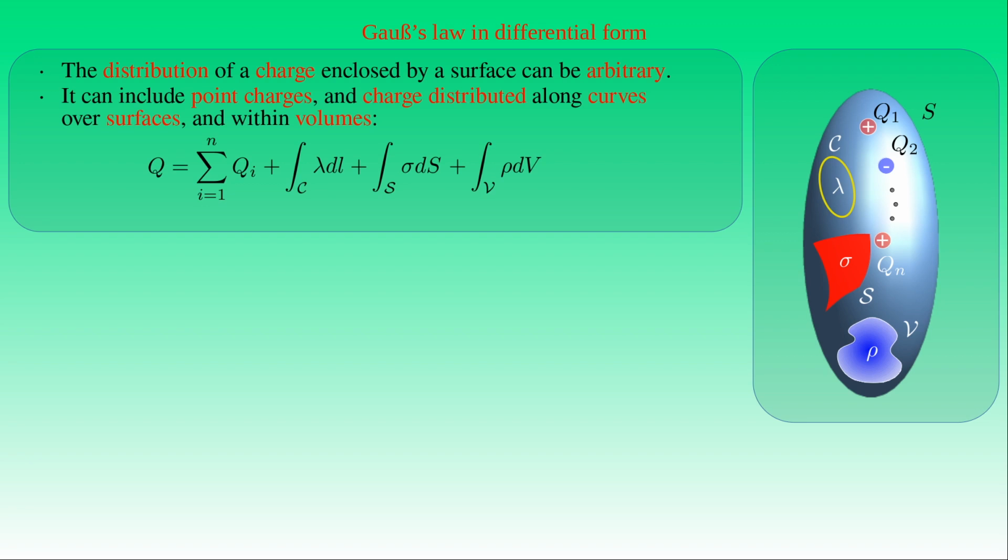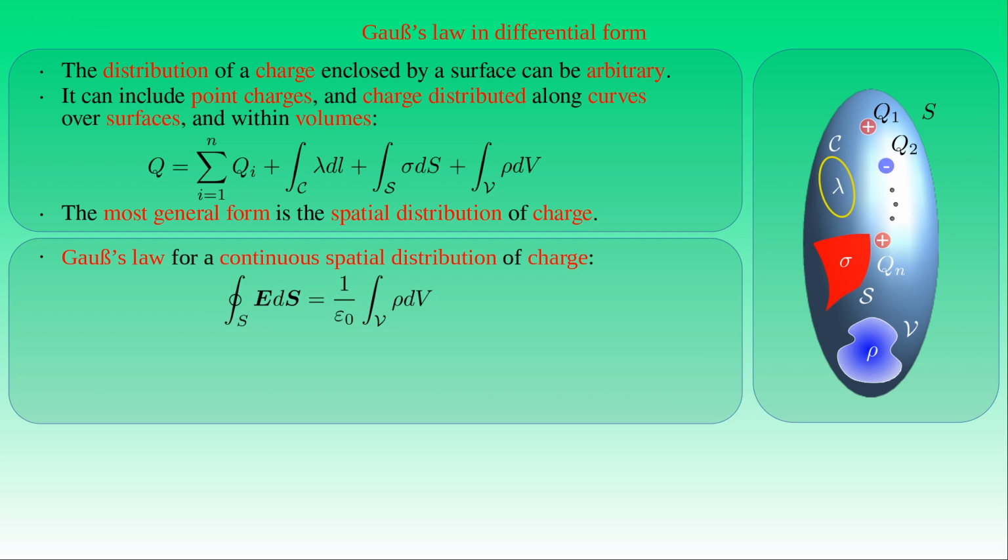In fact, the system of point charges and the charge distributed along a curve or over a surface are special cases of the charge distributed throughout a volume, where the spatial charge distribution is restricted to a set of points, along a curve, or over a surface. Therefore, we use the most general case with the spatial distribution of charge to extend Gauss's law to a continuous distribution of charge. Then Gauss's law for a charge distributed in a volume V enclosed by the surface S can be written as follows.